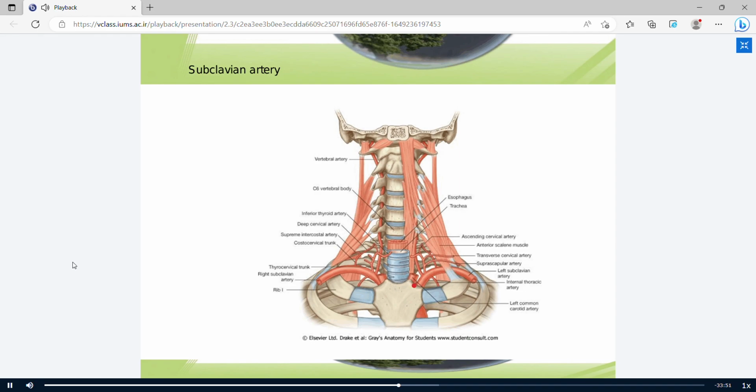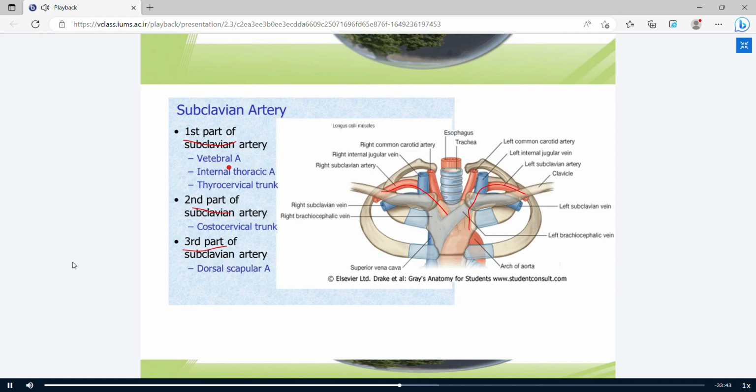This is the first part of the subclavian artery. It has 3 branches: the vertebral artery, internal thoracic artery, and thyrocervical artery.